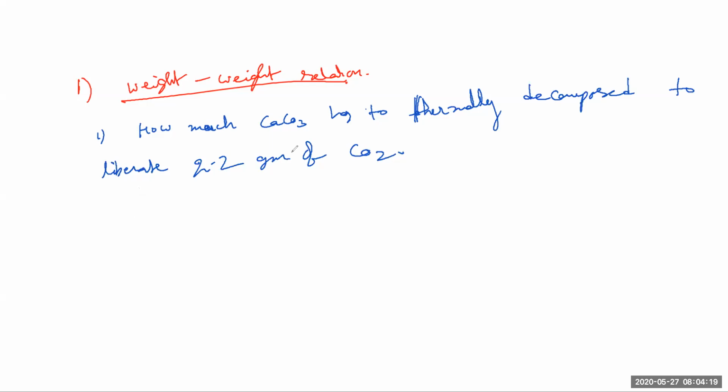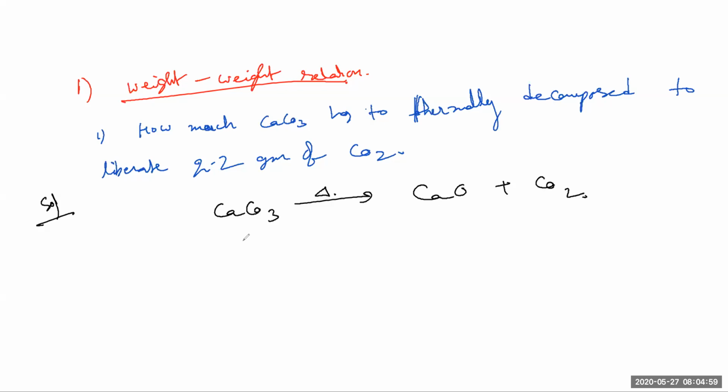How to calculate this is based on the mole concept only. First you write the balanced chemical equation. What is the balanced chemical equation? CaCO3 on heating, thermal decomposition, delta means temperature, gives CaO plus CO2. So CaCO3 gives rise to CaO plus CO2. That is the balanced stoichiometric chemical reaction.